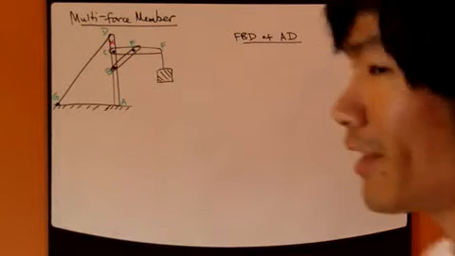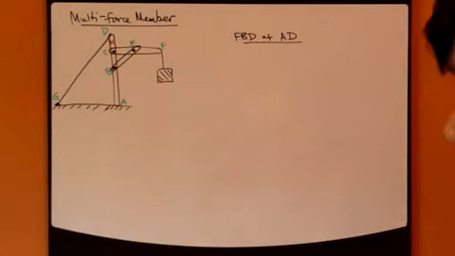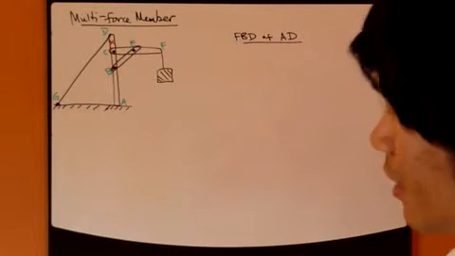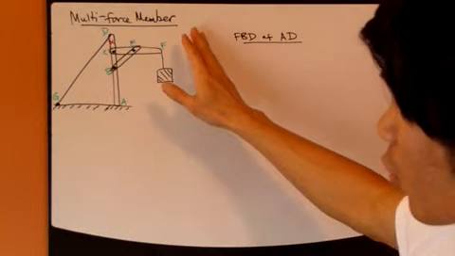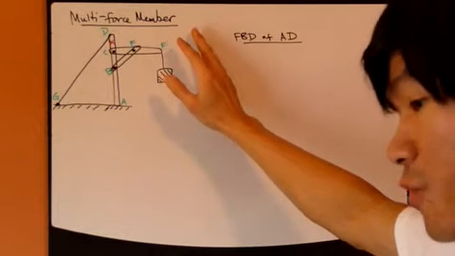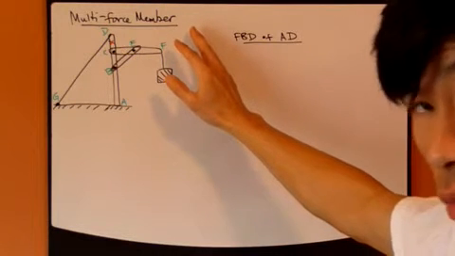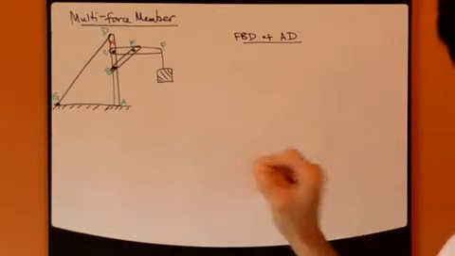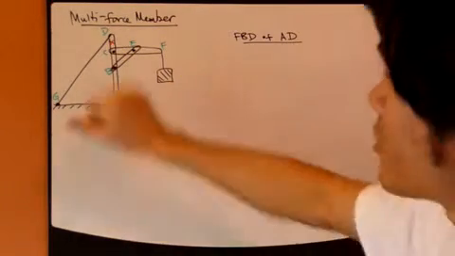Okay, now let's look at multiple force members. We've just looked at two force members, the simplest case. Now, what if a member is subject to 3, 4, 5 or more forces? What happens to the internal forces? Well, let's look at this example.